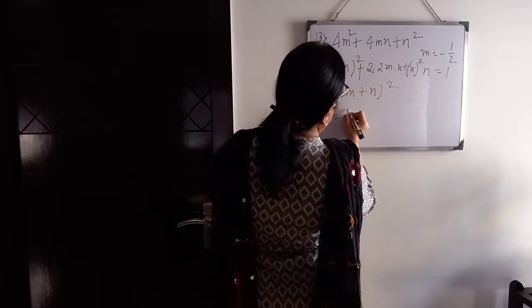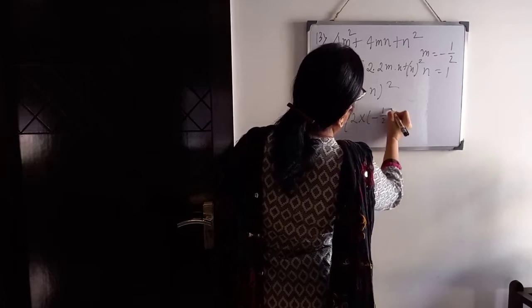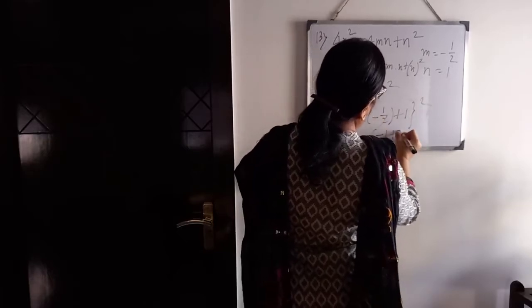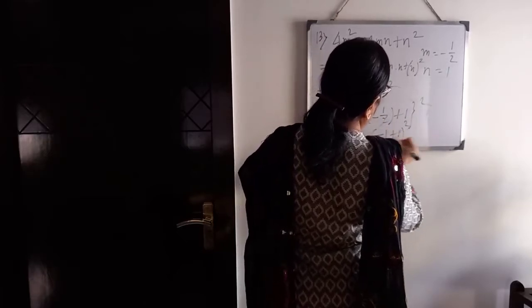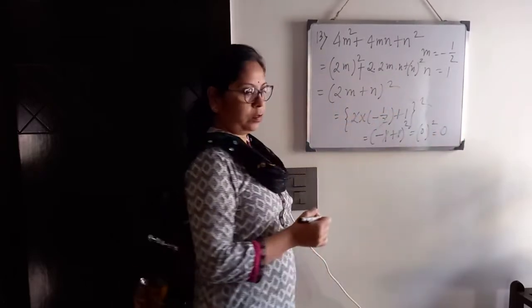Now we have to put the value. The value of m is given minus half, and n is given 1. So this and this cancel. Minus 1 plus 1 whole square. Now this is 0 whole square, which means the answer is 0. Clear?